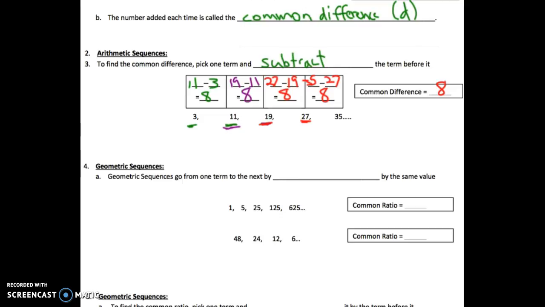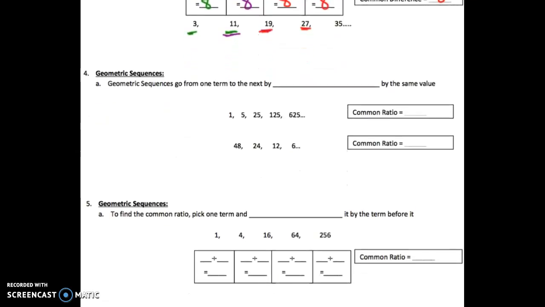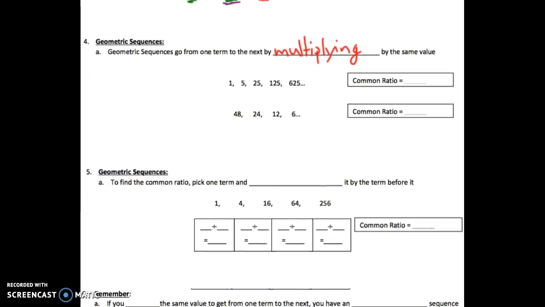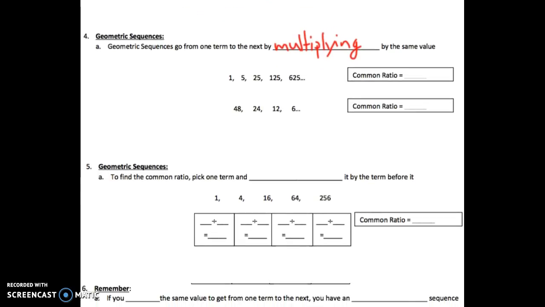There is one key difference, adding, and now moving into geometric sequences. Geometric sequences go from one term to the next by multiplying by the same value. So it's the same value each time. One is just adding for arithmetic and multiplying for geometric. So in this case, let's look at this sequence: 1, 5, 25, 125, and 625.